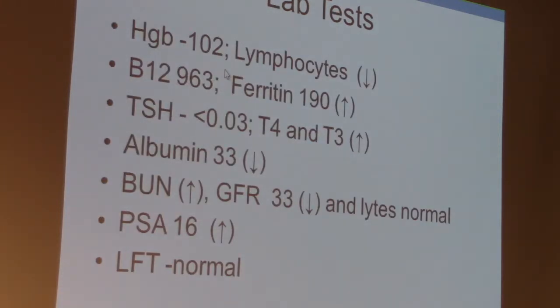His lab tests showed he was anemic, his lymphocyte count was low, his B12 was very high, his ferritin was very high. He was being supplemented for both of those. His TSH was non-detectable, and he had high T4 and T3. His albumin was low, his creatinine and urea were a bit up, he was dehydrated, and his PSA was elevated at 16. What do people think of a PSA of 16 in someone?